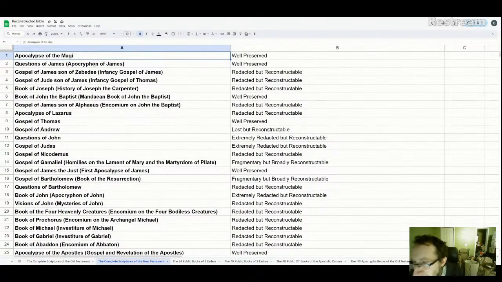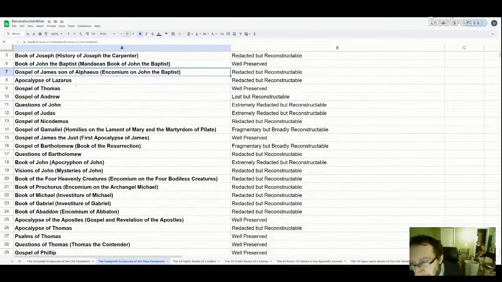Apocalypse of the Magi. Then we have the Apocryphon of James. And some of these books are questionable because in the current form, they seem to have Gnostic stuff in it. But I include them in my list. Infancy Gospel of James, Infancy Gospel of Thomas, History of Joseph the Carpenter. I include the book of John the Baptist from the Mandean scriptures. And we have the Encomium on John the Baptist, Apocalypse of Lazarus, Gospel of Thomas.